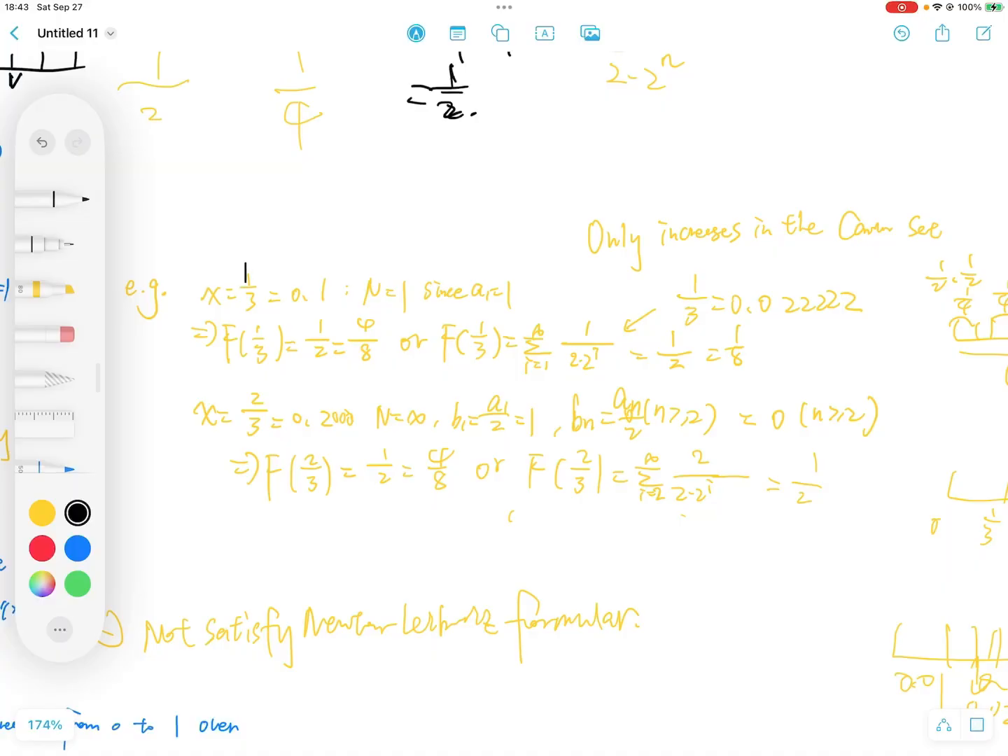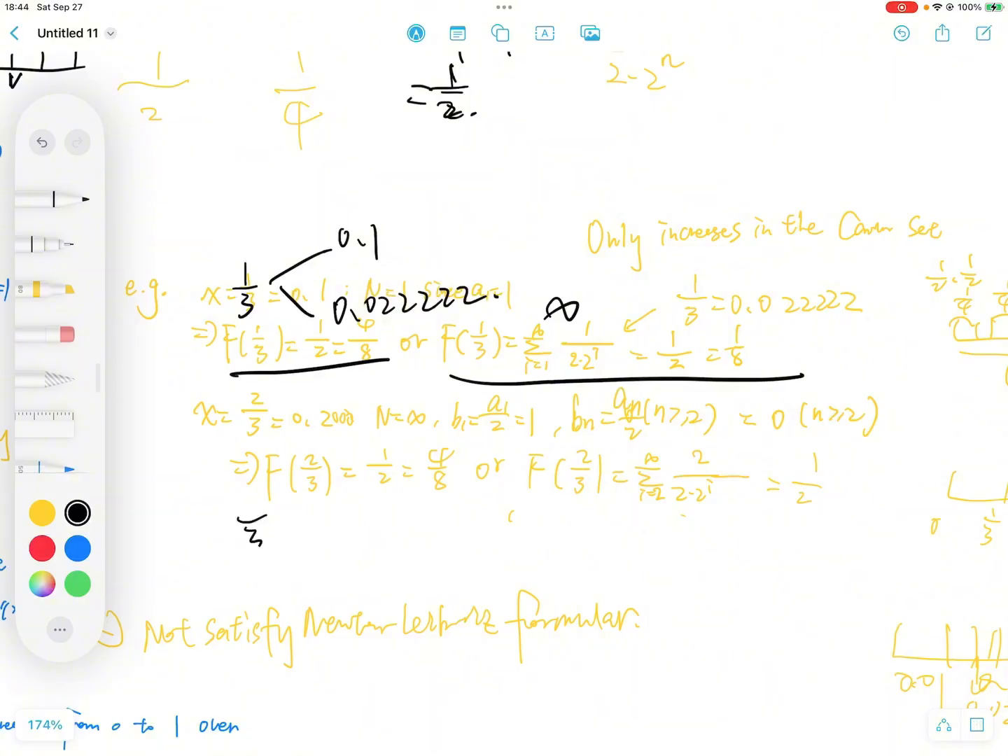We could express 1/3 in two ways. One is 0.1, and the other is 0.02222 and so on to infinity. And then we have that, and they are the same, right? We also could say it's 0.2 or 0.12222.